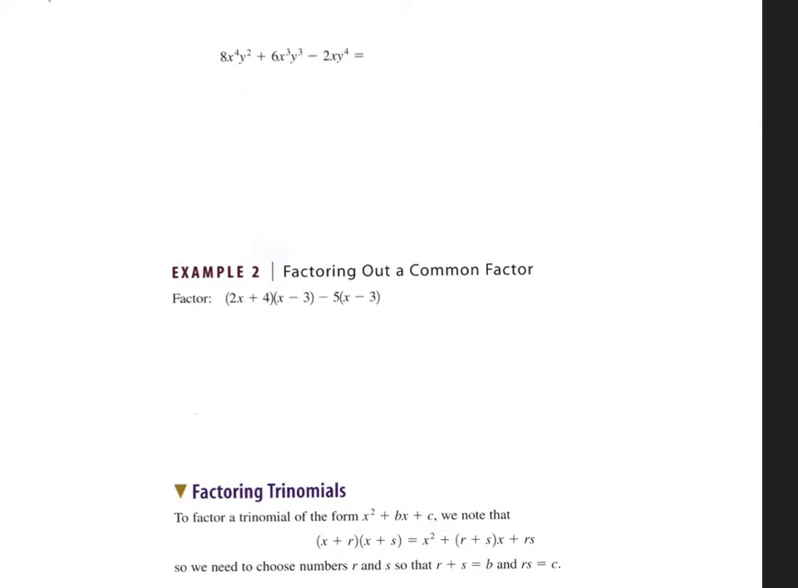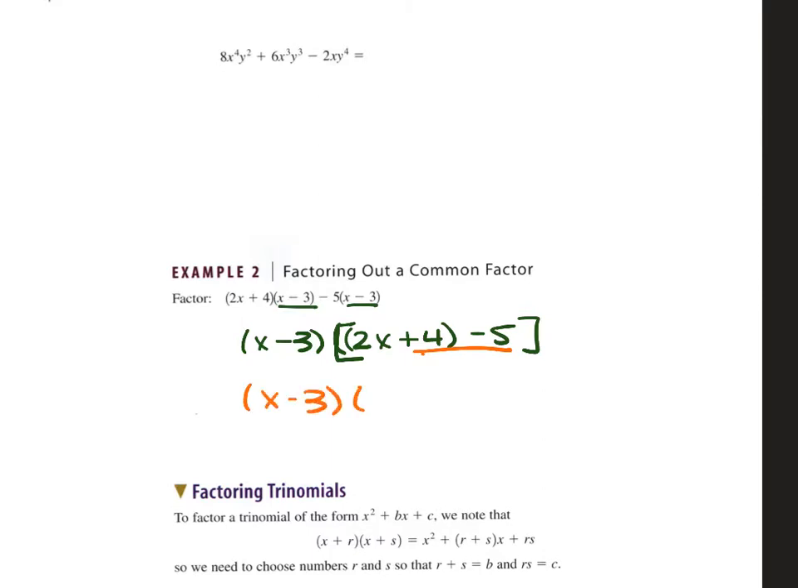For our example 2, we're just factoring out a greatest common factor here. So they both have the x minus 3. So this x minus 3 is going to be written down. And then you're going to have another set of parentheses, which has the 2x plus 4 and that minus 5. So from here, we're just going to combine like terms in that second set of parentheses. And this turns into x minus 3 times 2x minus 1.